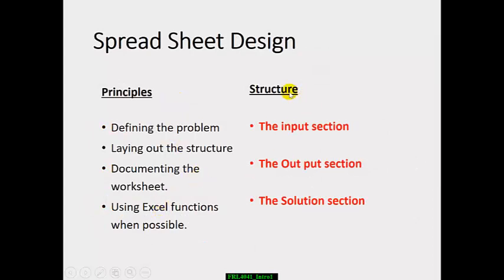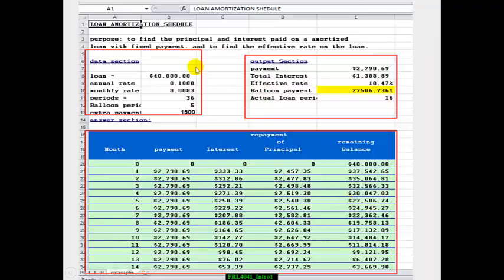Typically, it's structured in three parts: input, output, solutions. Input is the problem and related input section. Output contains findings, answers, solutions, detailed calculations. Example, loan amortization. Input contains loan information. Output answers payment or other information. Solution contains detailed calculations.